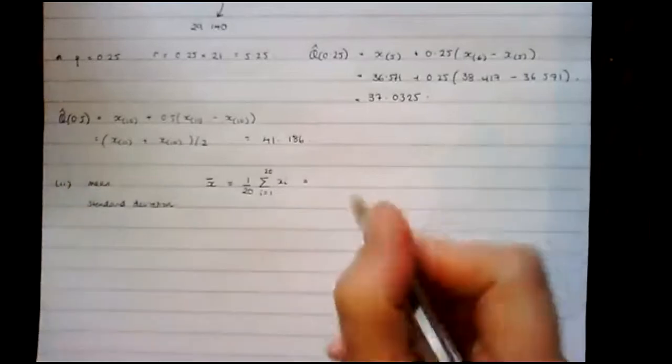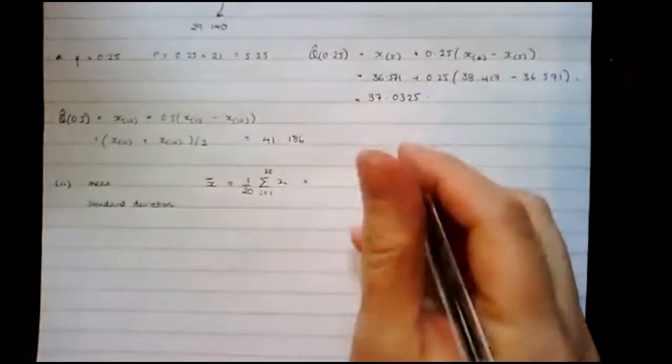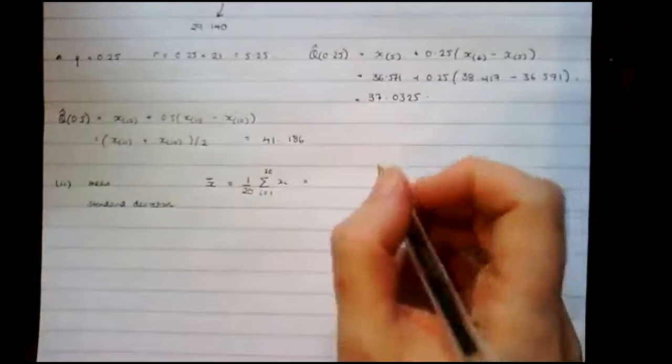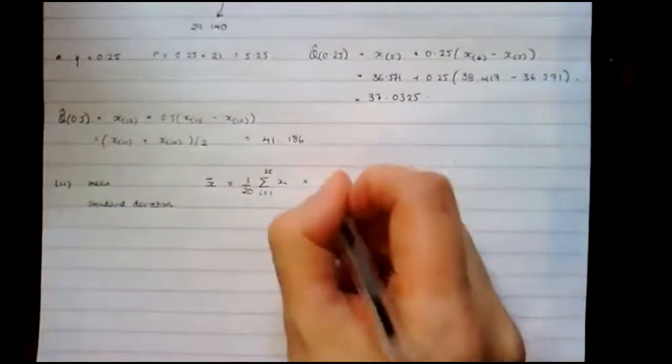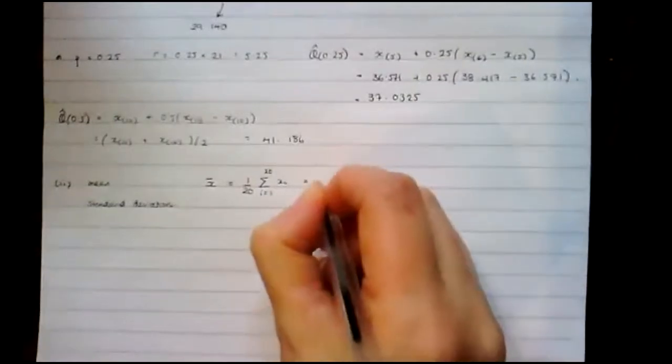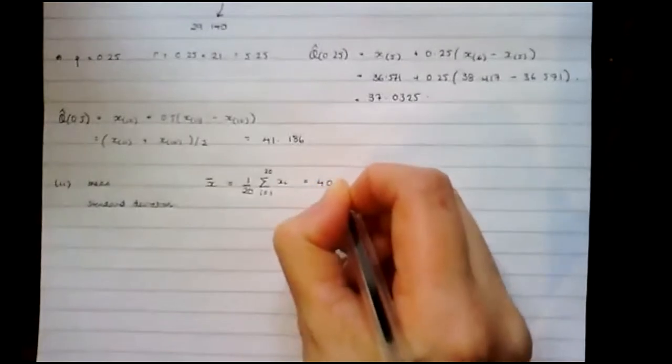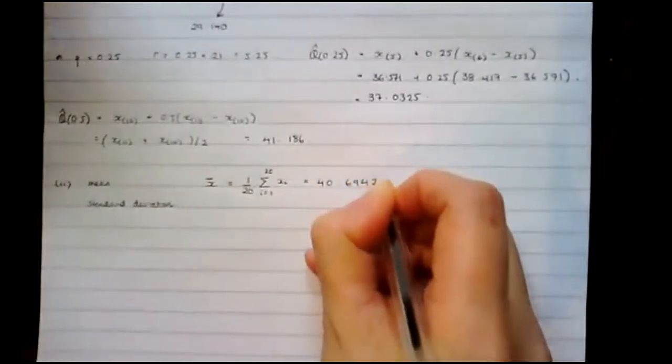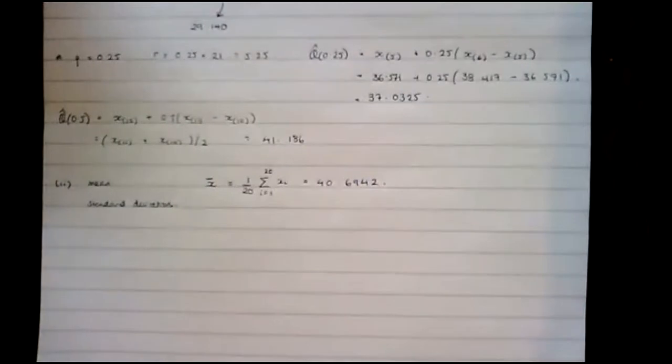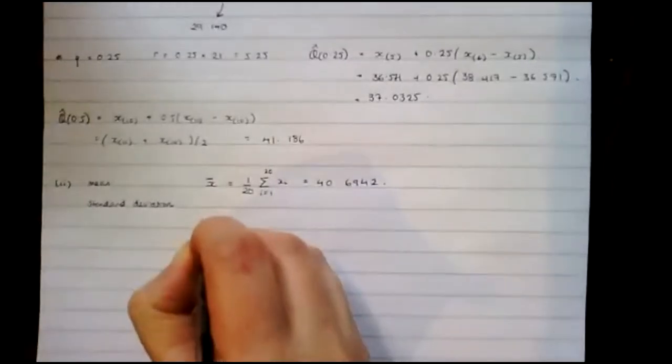I can tell you what the final answer is. I'm not going to bore you senseless writing out the 20 values. So the mean is around about 40.6942. Well, it's exactly that. The second thing we were asked for was the standard deviation of the sample. So we were asked for S.